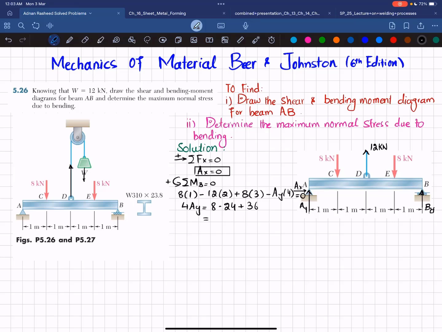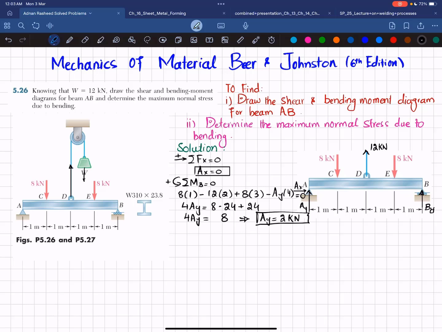Okay, so you can see 8 times 3 is 24, not 36, so I will correct it. So this will be 24. So plus 24 minus 24 will cancel, so we will get 4 times Ay is equal to 8, and from here you will get Ay will be equal to 8 divided by 4, which is equal to 2 kilonewton.